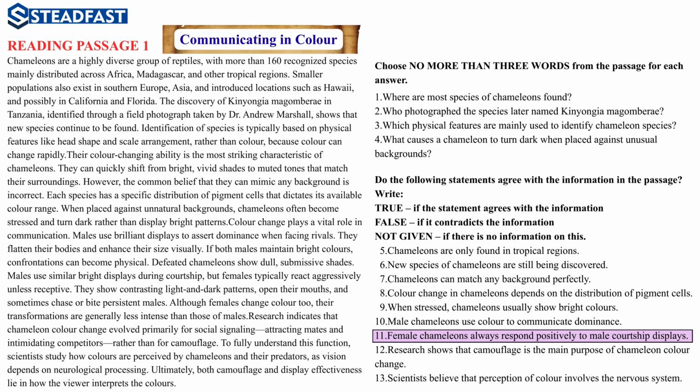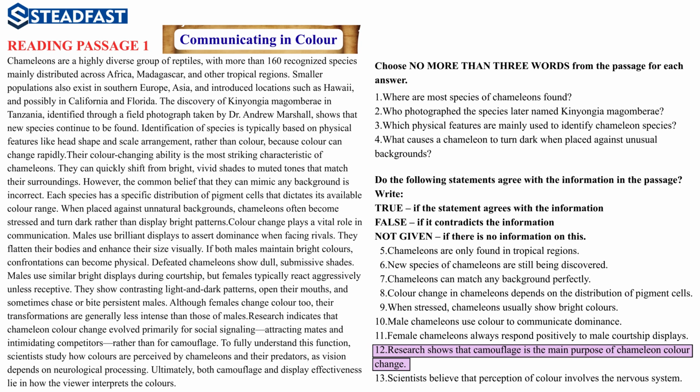Female chameleons always respond positively to male courtship displays. The passage says that males also use bright displays during courtship, but females typically react unless receptive. It even describes opening their mouths and sometimes chasing or biting males. So, they certainly do not always respond positively. This is the opposite of the statement. So, we have to write here false. And the next question 12.